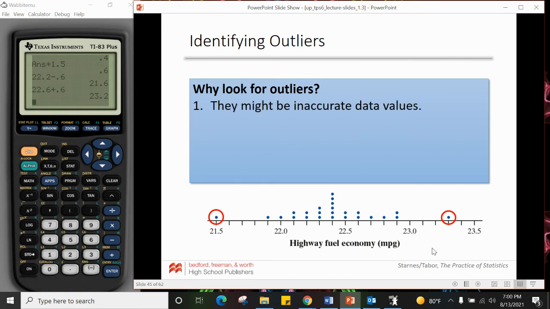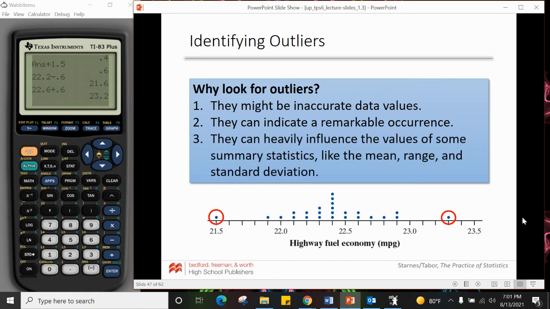So why do you want to look for outliers? They might be inaccurate data values. Sometimes you type data into your calculator wrong, or you obtain the data incorrectly, so it's good to notice, hey, this might be a wrong data point. If everything is correct, it could just be a remarkable occurrence, like maybe that person is just extremely fast or extremely slow. The reason it's super important is that outliers can have heavy influence on summary statistics that are not resistant, like mean, range, and standard deviation. So it's important to know if there are any outliers to see how much the mean, range, or standard deviation is being pulled.